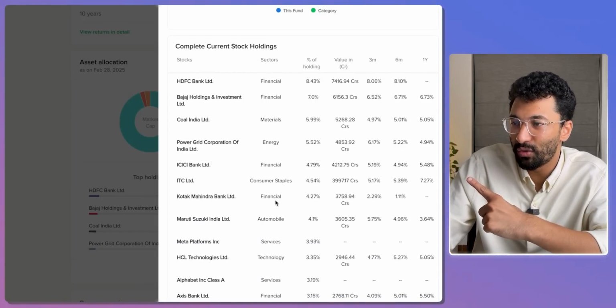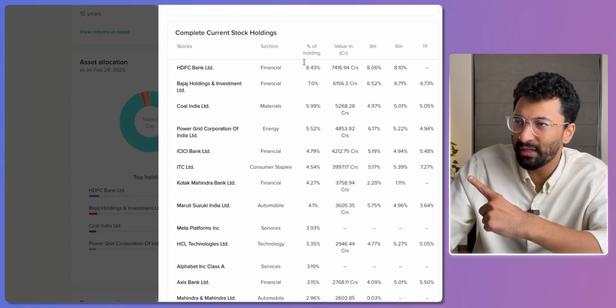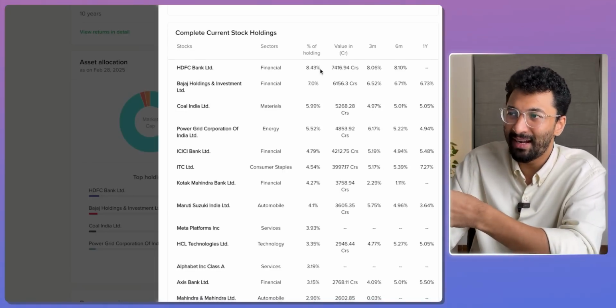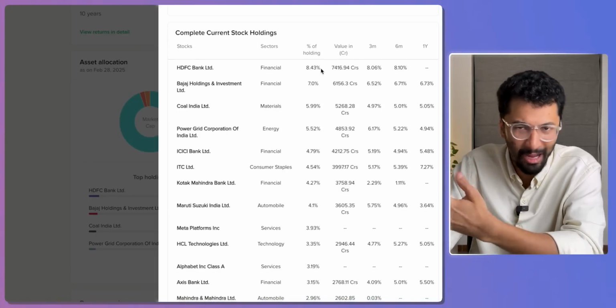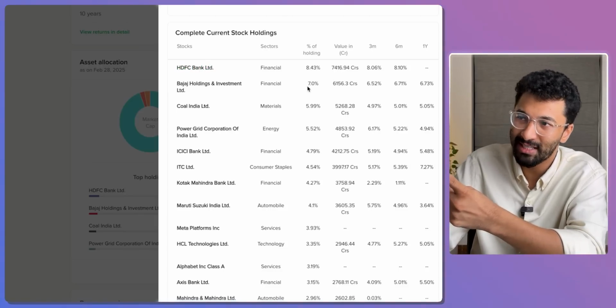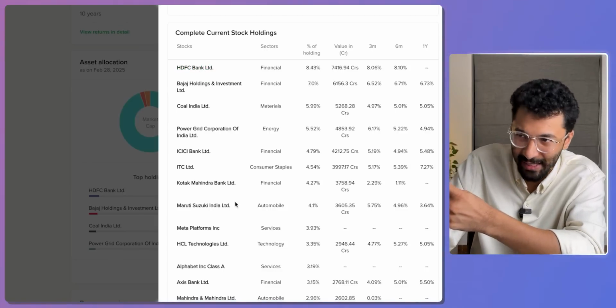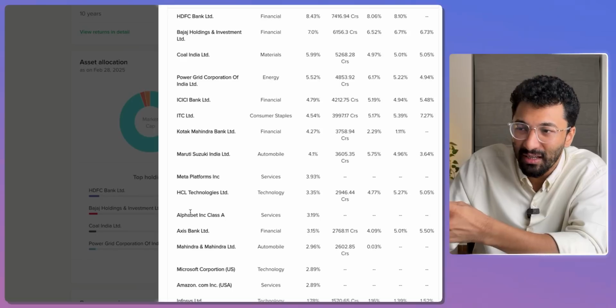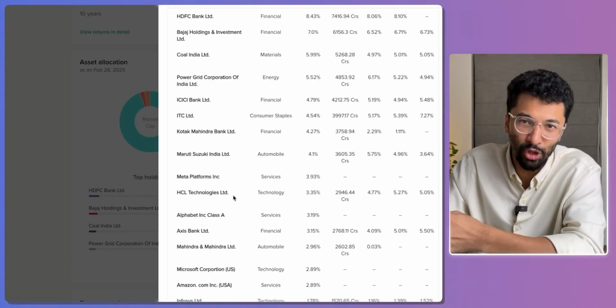You would notice, if we go down, this is the complete stock holding. So what this essentially means is that if Parag Flexi Cap has 100 rupees, 8.43 rupees is going into HDFC Bank, 7% into Bajaj Holding and Investments, and so on. But here you will see some international stocks popping up.